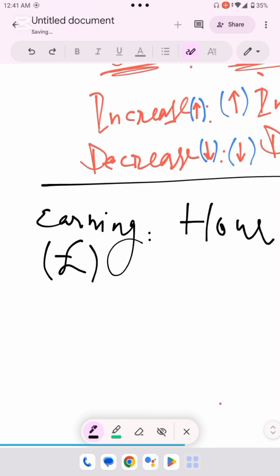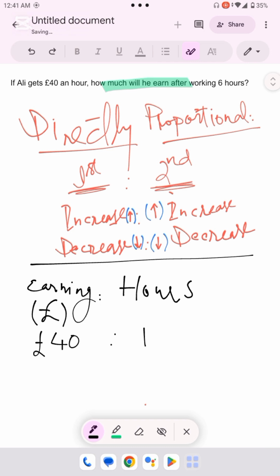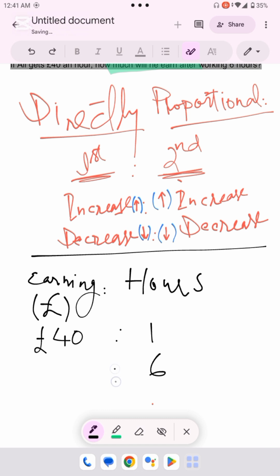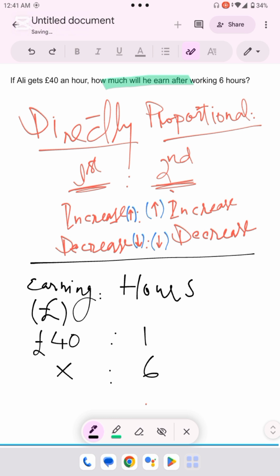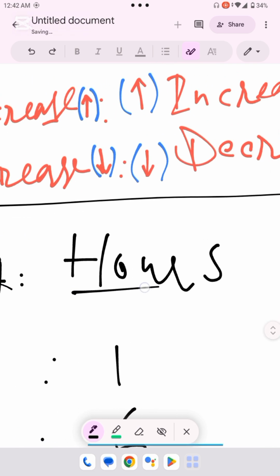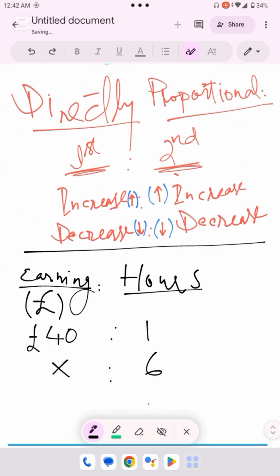How much earning does he have in 1 hour? In 1 hour, he is having 40 pound. He is earning 40 pound an hour. How much will he earn in 6 hours? For 6 hours, how much will he earn? That is the question mark. So the thing that is required in this case is, first of all, you need to understand the relation of these attributes, earning and hours, regardless of these numbers.